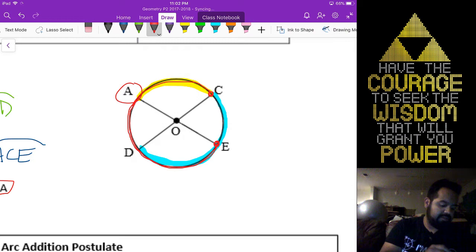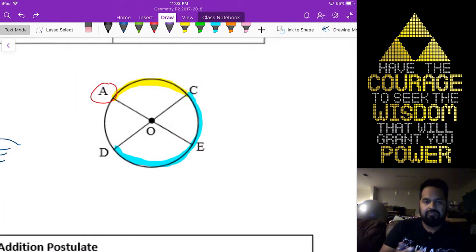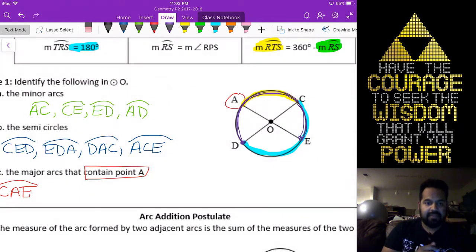I could also do something else. If I don't start at C, maybe I want to start at letter D. If I want to start at D and I go through A, I could then say D, A, skip past C, and go to E. So that could be another major arc that goes through and contains point A. So that would be DAE, arc DAE.